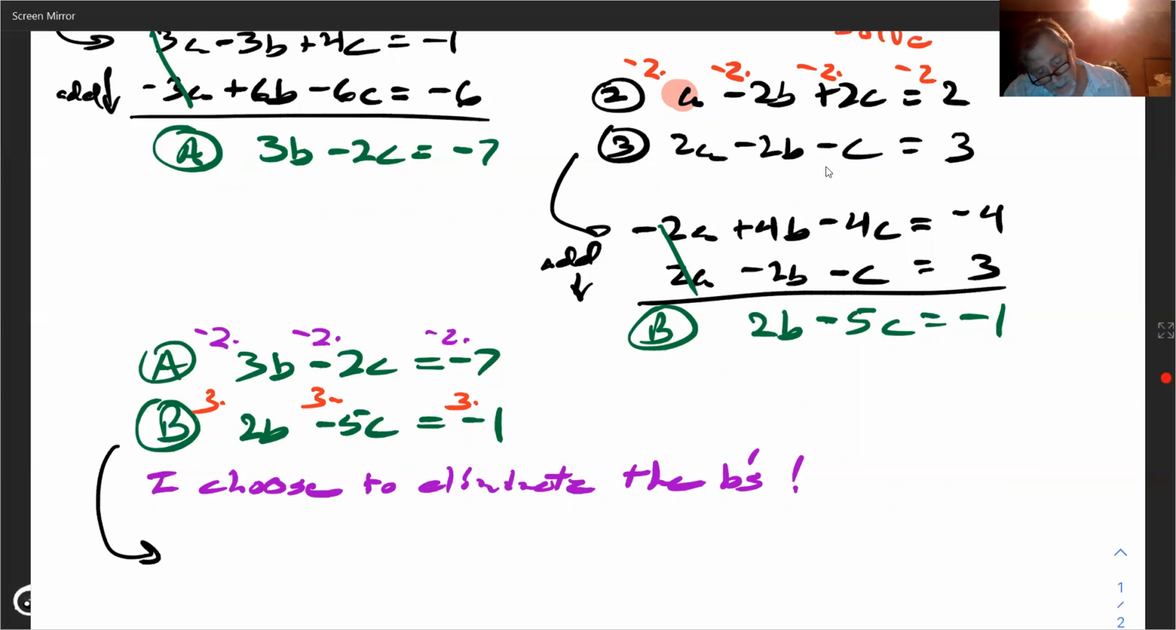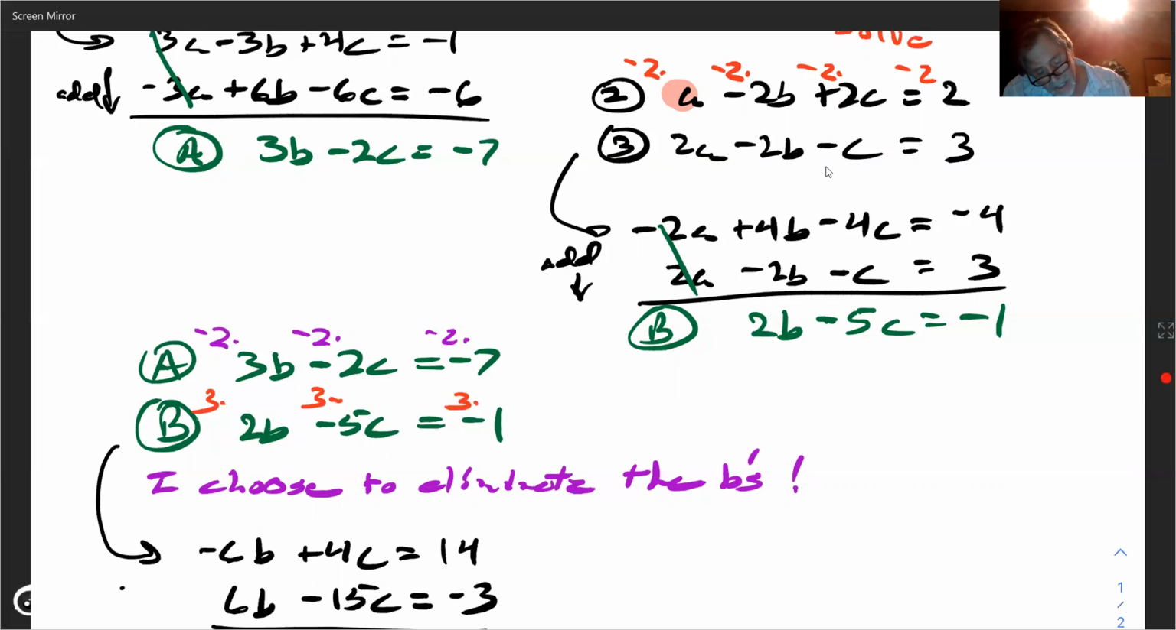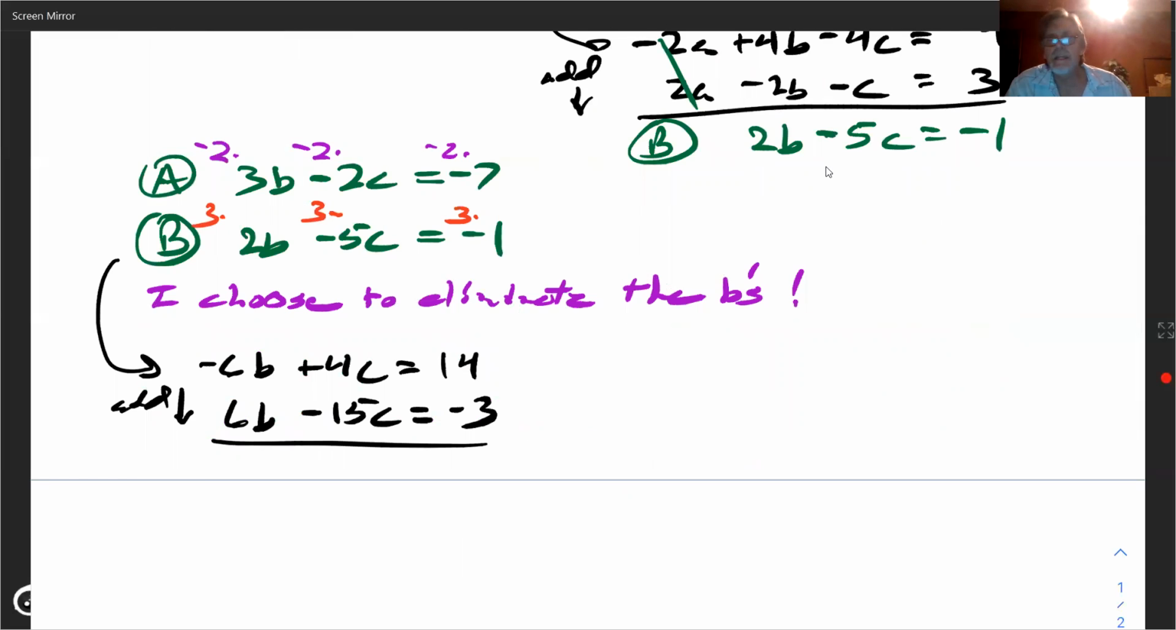The top one becomes -6B -2 times -2 is +4C equals -2 times -7 is +14, if I'm not mistaken. Downstairs, 3 times 2 is 6B. And now we have 3 times -5 is -15C. And then 3 times -1 is -3. And we add. Now, it doesn't always go nice. You make a single mistake, and it's like, what? I got some crazy thing. It happens to me too. So when we add, we hope for the best, right?